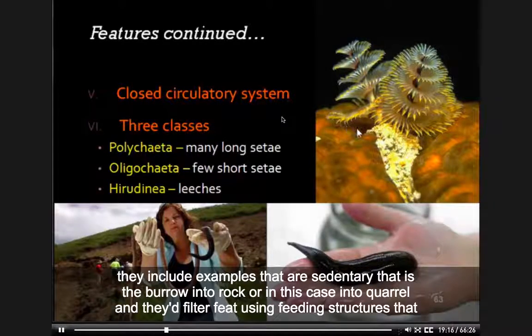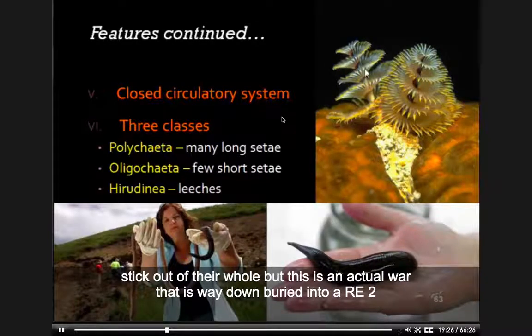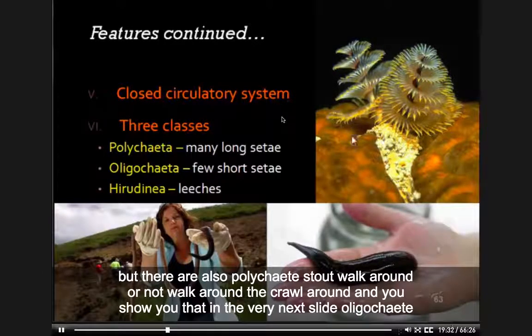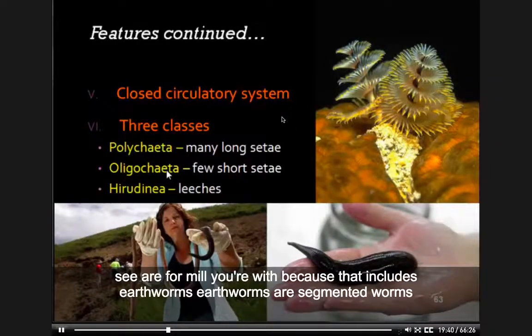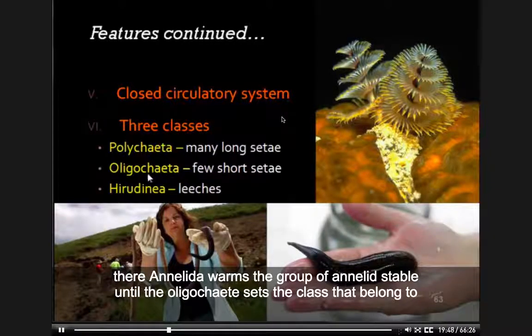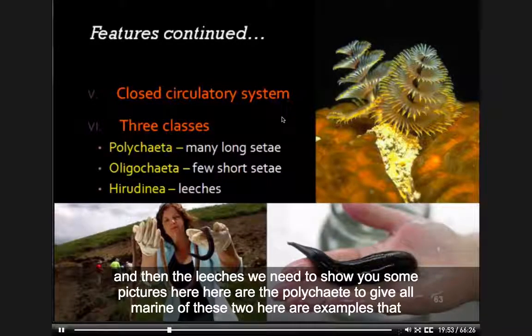They include examples that are sedentary, that is, they burrow into rock, or in this case, into coral, and they filter feed using feeding structures that stick out of their hole. But this is an actual worm that is way down buried into a tube. But there are also polychaetes that walk around, or not walk around, but crawl around. And I'm going to show you that in the very next slide. Oligochaetes you're familiar with because that includes earthworms. Earthworms are segmented worms. They're annelid worms. The group of annelids they belong to are the oligochaetes. That's the class they belong to. And then the leeches. Let me just show you some pictures here.